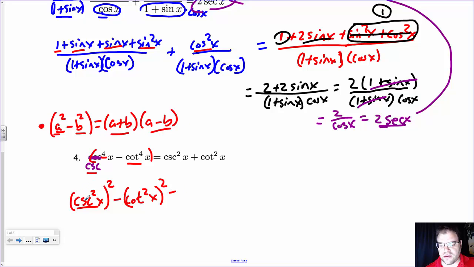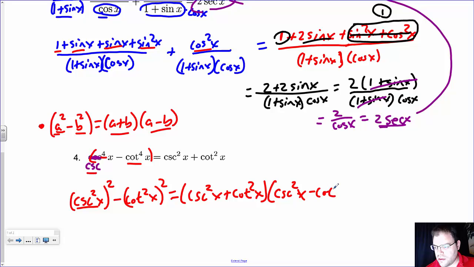So a is what? Is cosecant squared, and b is going to be cotangent squared. So it's going to equal this, what I have here. So I have cosecant squared, and then plus the b, which is what? Cotangent squared. And then this is going to be multiplied by, again, a is cosecant squared. And then minus b, which is minus cotangent squared.